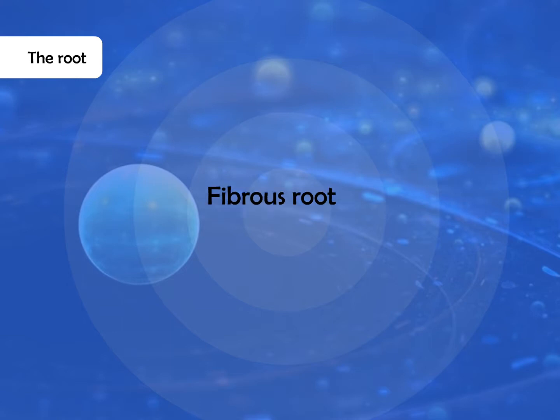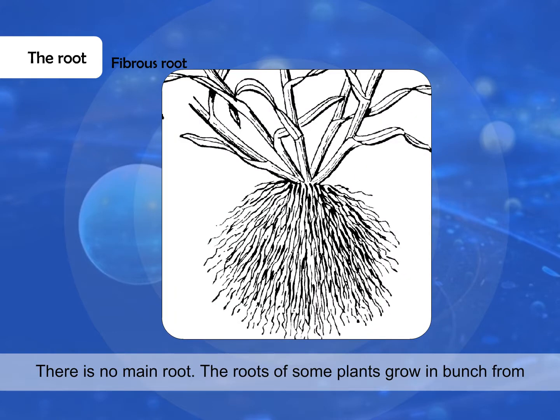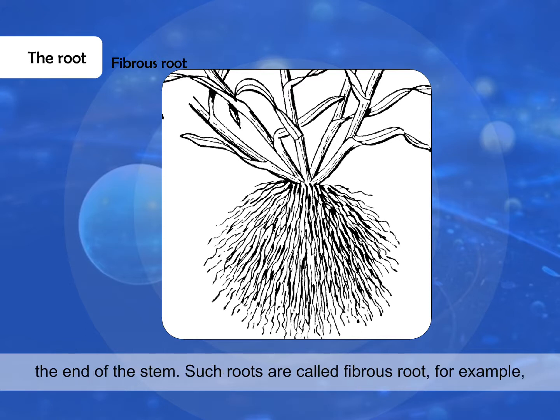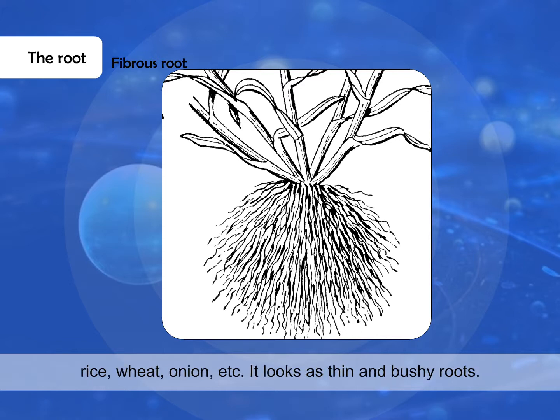Fibrous root. There is no main root. The roots of some plants grow in bunch from the end of the stem. Such roots are called fibrous root. For example, rice, wheat, onion, etc. It looks as thin and bushy roots.